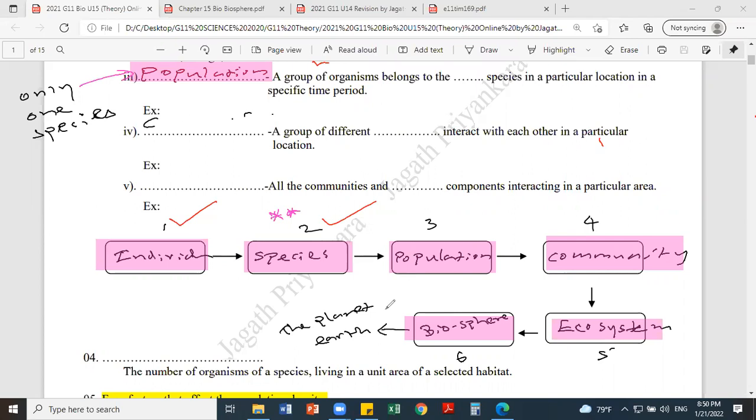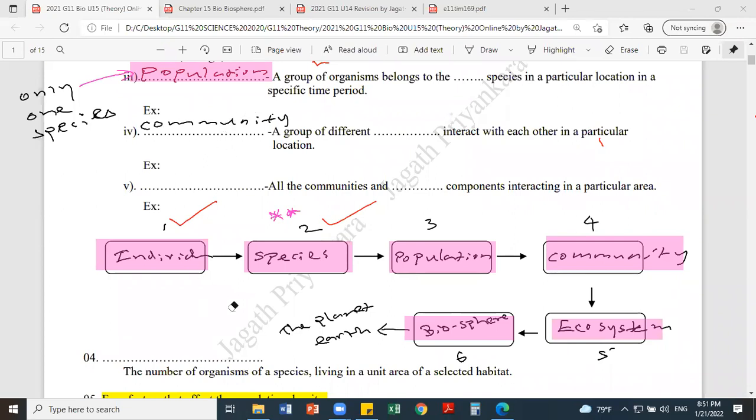So if you take a pond as a community, the pond community contains population of frogs, population of tadpoles, population of algae, population of aquatic plants, insects, like that. Different types of organisms. They can belong to different species, right? But they interact with each other for various needs, for food, predation, parasitism, like that. So right here, the blank number 4 after population, you get community.